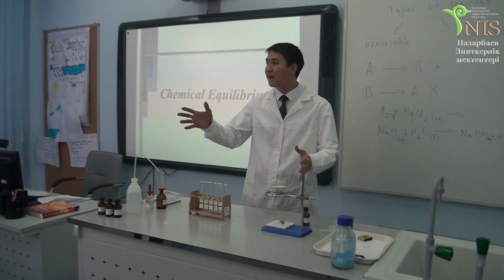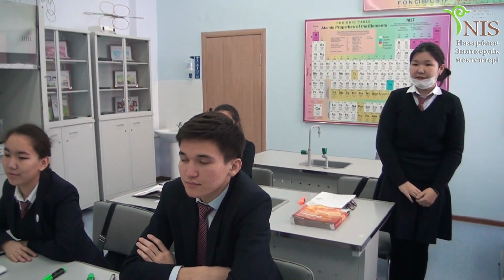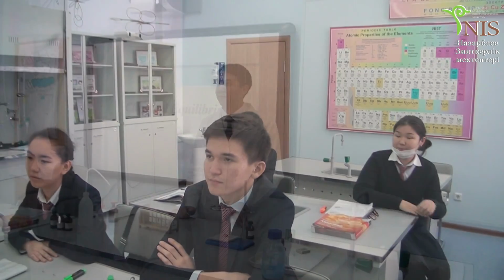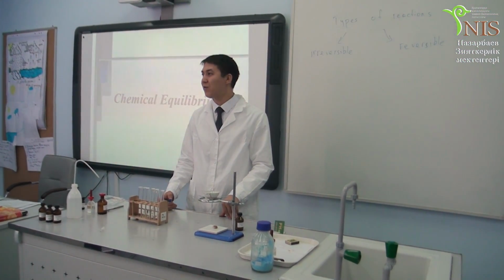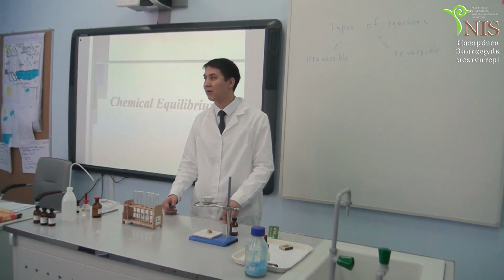Okay, can you give any other examples? If we burn hydrocarbon, for example butane, it will produce water and carbon dioxide gas, but it won't go backward and it won't react to get butane and oxygen. Very nice. Okay, we have learned the irreversible reactions. Now, let's have a look at the reversible reactions.